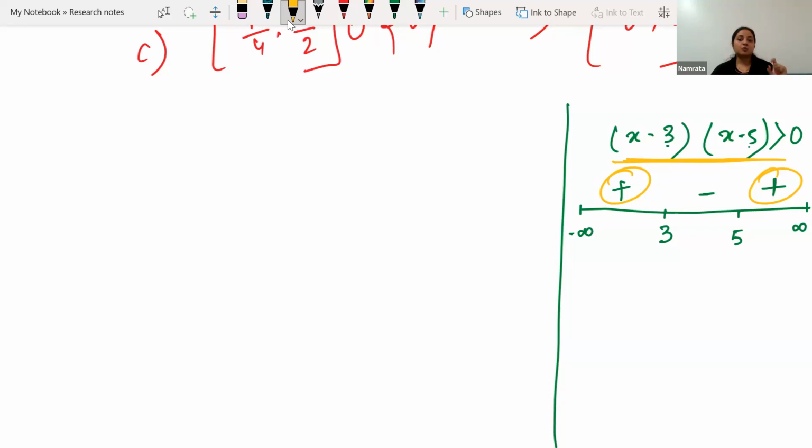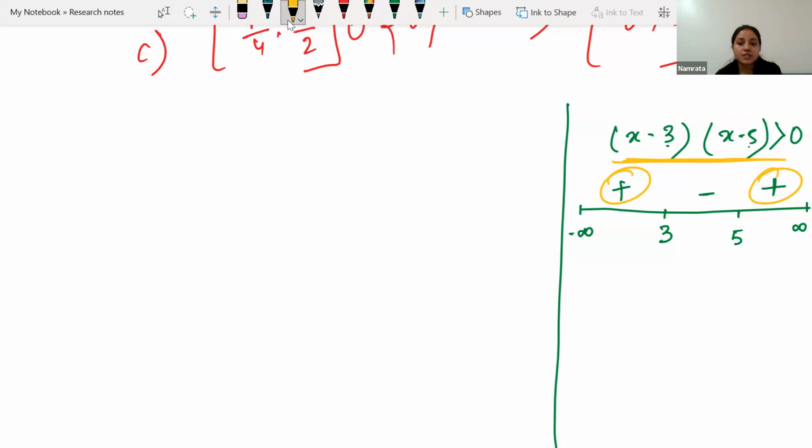Now this one you can also do by taking test points. We take a test point between minus infinity and 3, a test point between 3 and 5, and we check whether our function is greater than 0 or less than 0. We take a test point between 5 and infinity, and check whether the function is greater than 0 or less than 0. Accordingly, we put the sign plus, minus and so on. But what I am saying is, directly I am placing the sign over here: plus, minus, plus. From the right hand side, I am just starting with the plus, without looking at anything, then the other sign minus, and then plus.